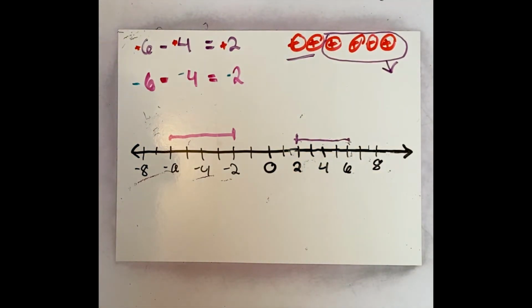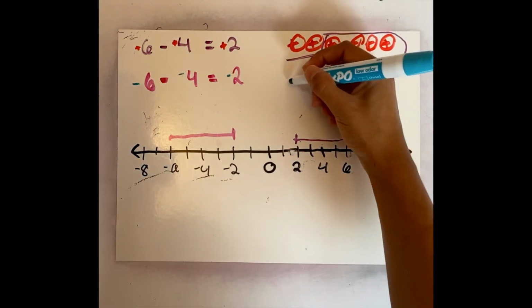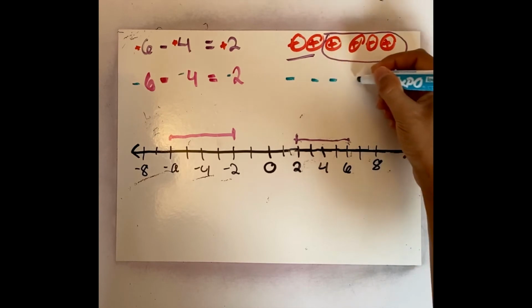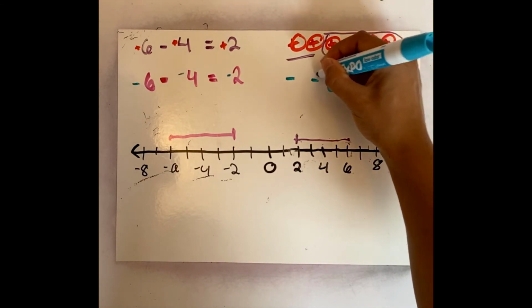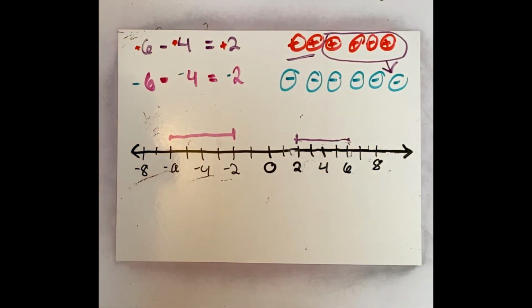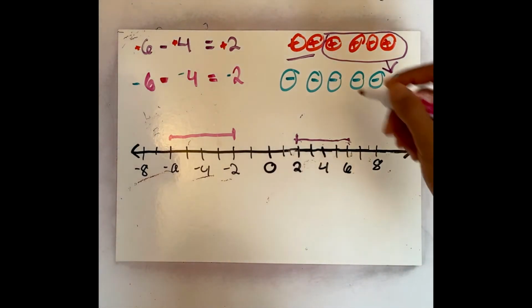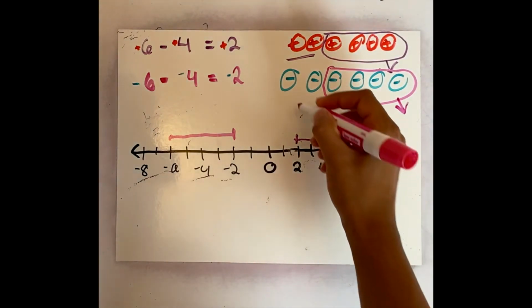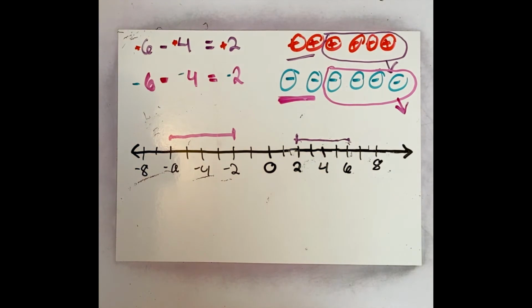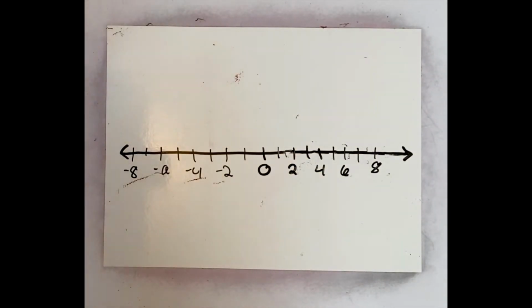And let's do this with counters again. So let's say we have 6 negative counters, and we want to take away 4 negatives. And remember that a subtraction is the same as saying taking away. So we're going to take away 4 negatives, and we're left with 2 negatives.